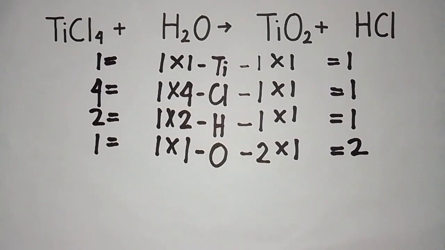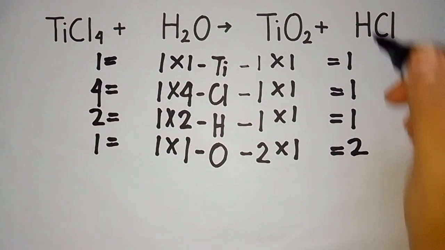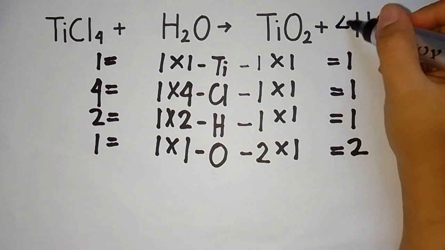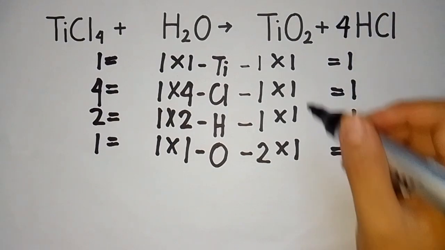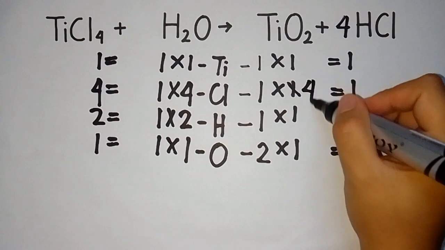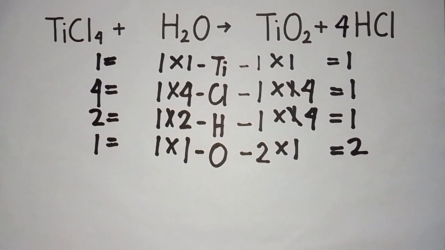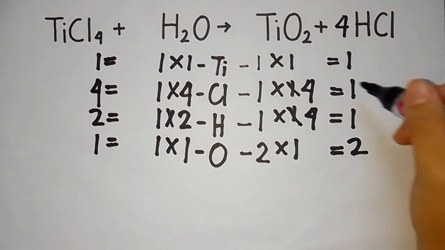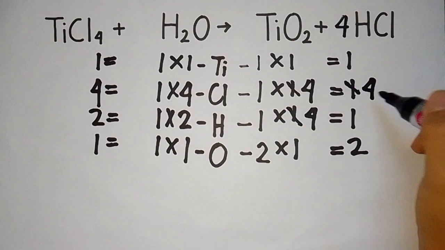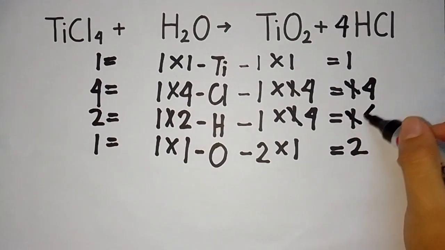The first element that we need to balance is the Cl. To balance the chlorine, we need to think of a number that corresponds to the number of chlorine on the reactant side. So the only number is 4. The coefficient of hydrogen chloride on the product side will become 4. Next, we will multiply the subscript and coefficient of Cl and also the hydrogen. So 1 times 4 is 4, 1 times 4 is 4.